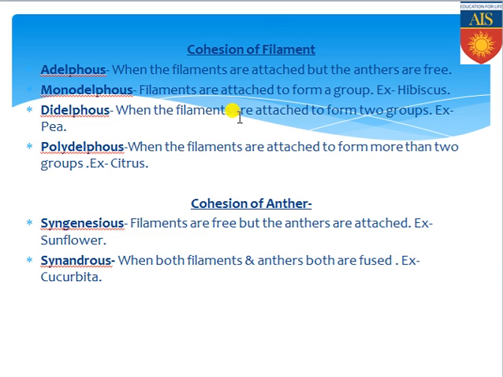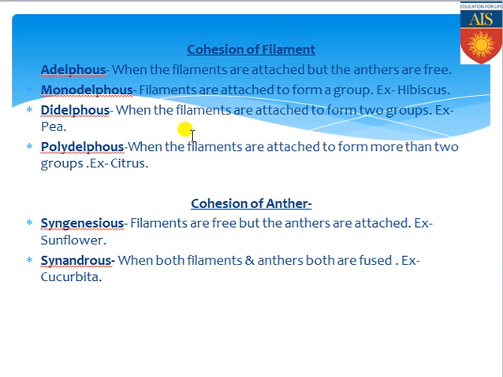Now we have come to the next category, where you can see the types of flower based on the cohesion of filament. Cohesion means adherence of the filament. The first category is adelphous. Adelphous means when the filaments of the anthers are attached but the anthers are free. Can you understand properly? Anthers are free but filaments are attached. Those kinds of male reproductive parts are known as adelphous.